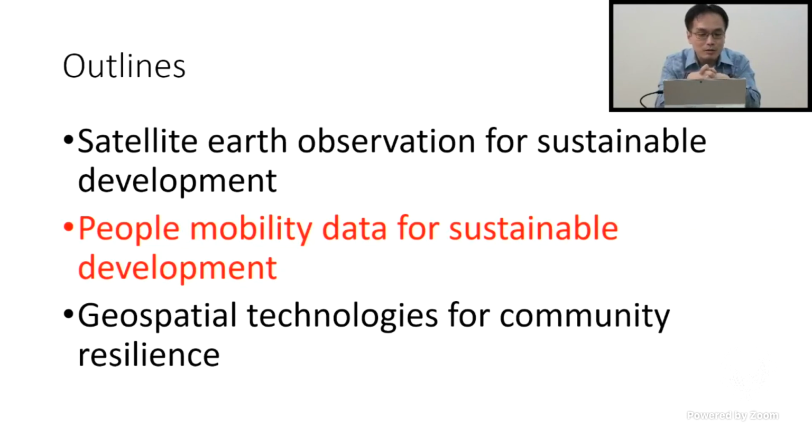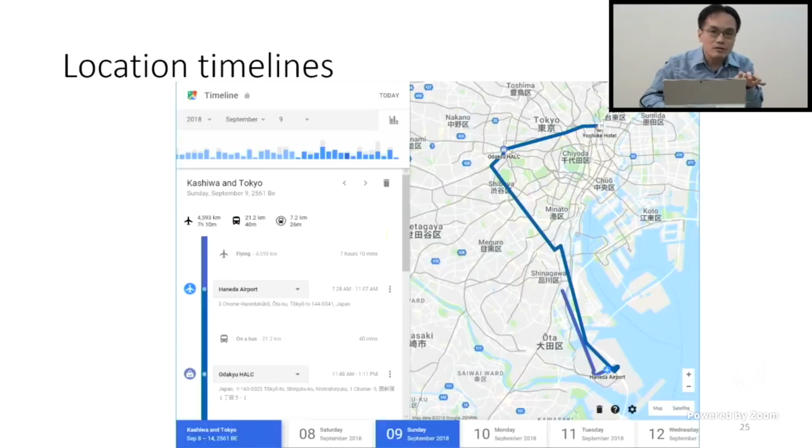Now let's move to another data source, people mobility data. When you use Google Maps on your smartphone and opt in to location history, your locations are always recorded and then stored in the private cloud of Google. You can refer to where you were at a specific time using the Google location timeline function. This is just my personal data, but everyone can have this kind of data.